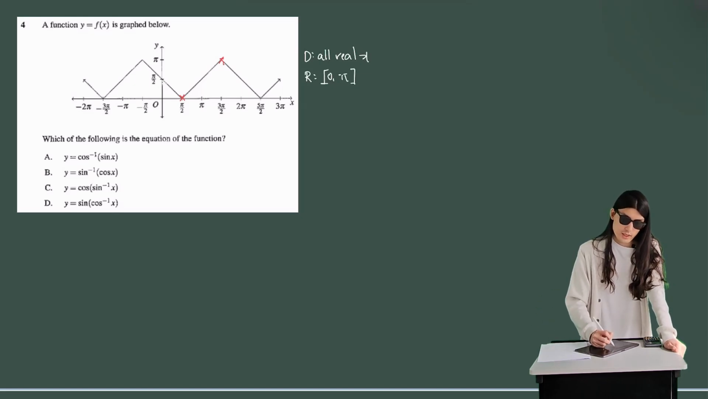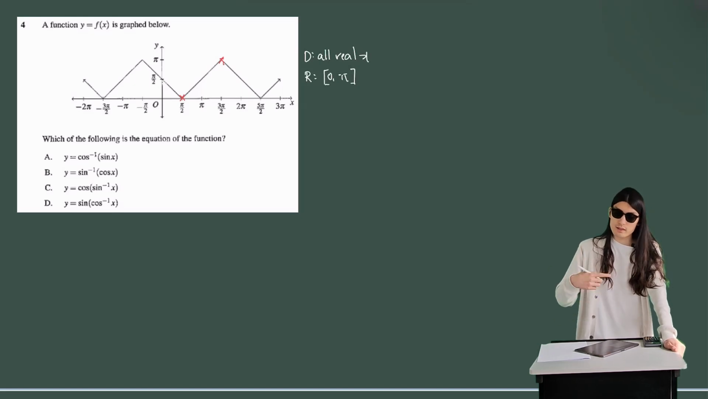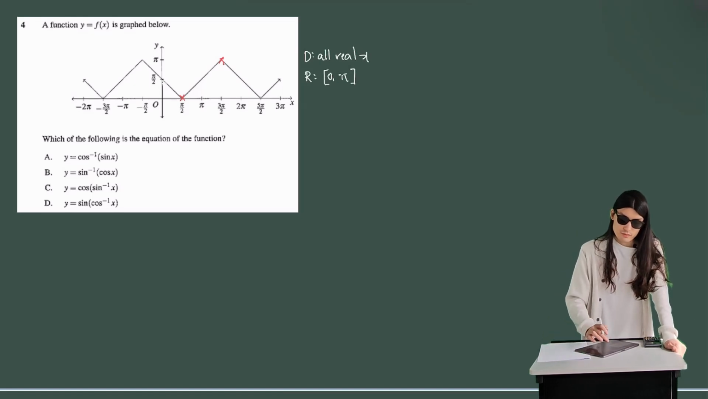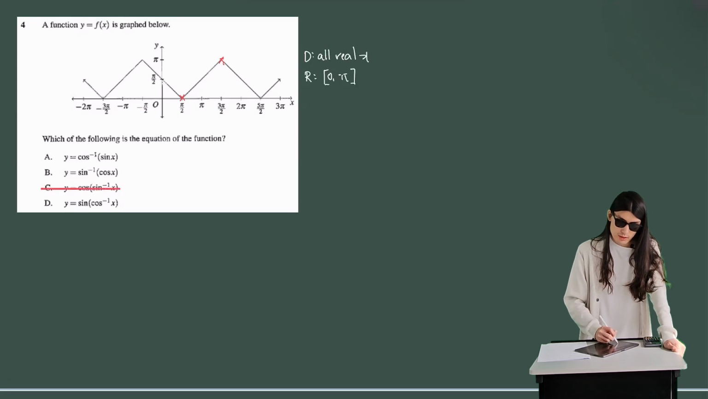And yes, when I say that I am going to use this to solve the question, I'm essentially going to pick the equation out of the options that has the same domain of all real x and the same range from 0 to pi. And with that said, I can then begin by eliminating options C and D.